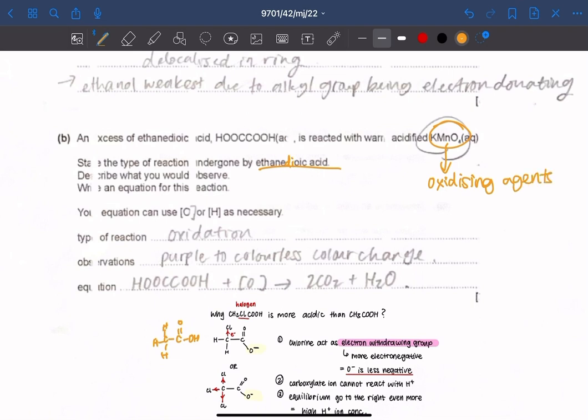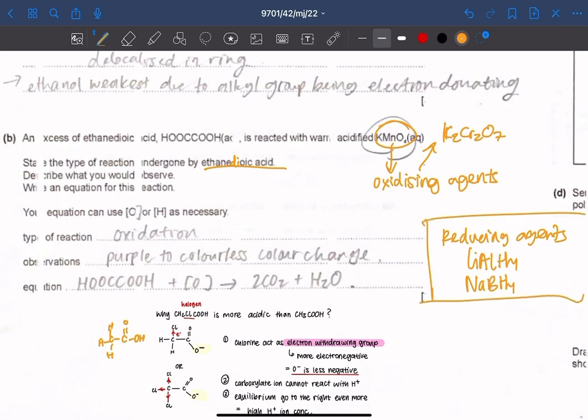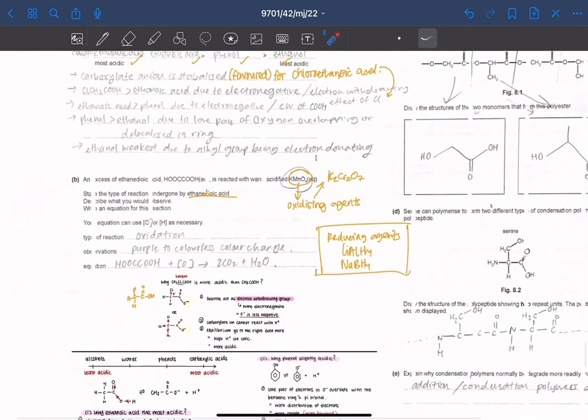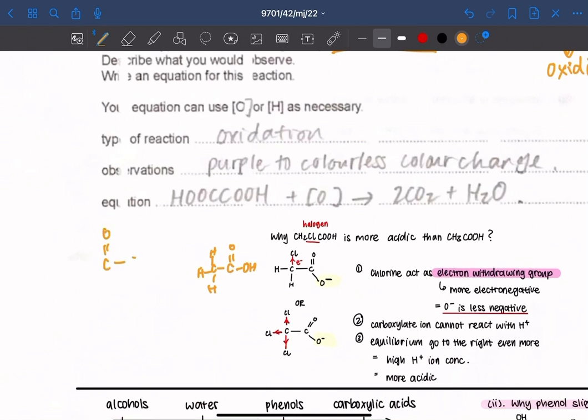Another oxidizing agent is actually K2Cr2O7. Meanwhile, reducing agents are LiAlH4 and NaBH4. Therefore, the equation is HOOCCOOH plus O forms 2CO2 and H2O when you balance it out. Okay, if you were to draw the structure though, it would be like this.